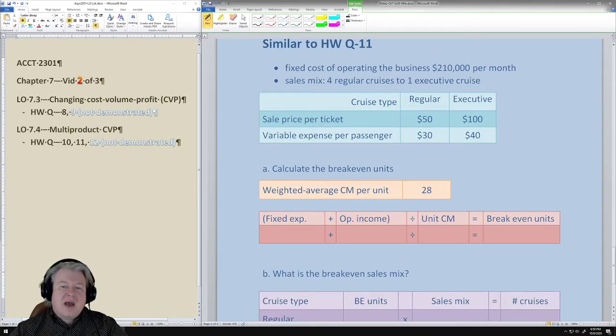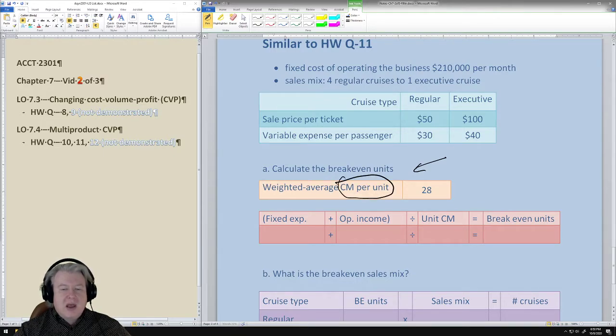So when we come down here, now we want to use that information to figure out the break-even units. In other words, if I'm selling regular and executive cruises, how many tickets do I need to sell? Rather than the regular contribution, which we'd normally just use when we only have one item, because we have multiple items, we're going to use the weighted average.